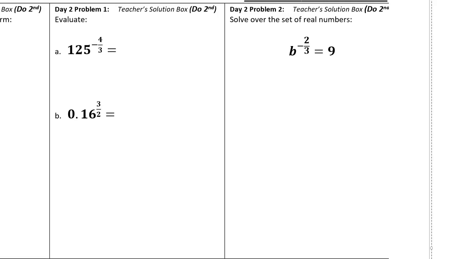Here is the answer for day 2, problem 1. Evaluate. That means find the value of it. Find the number that this is equal to. The base is 125 and the exponent is negative 4/3.